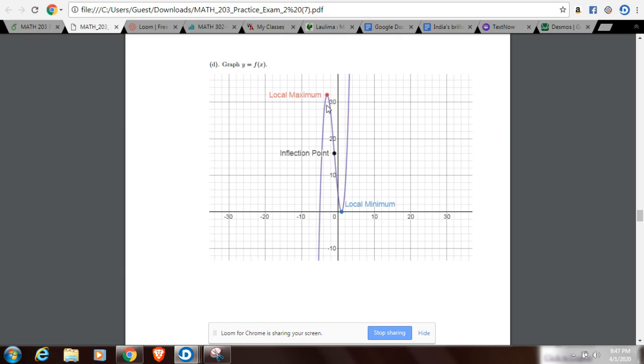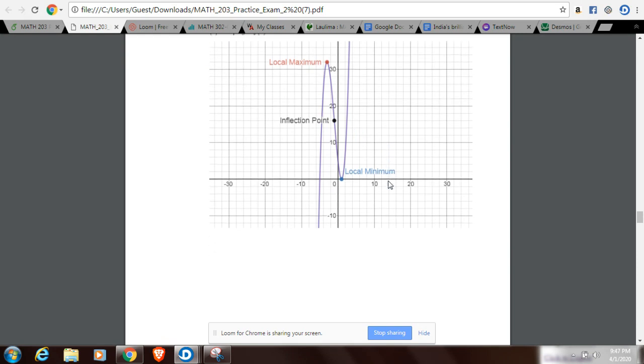The fact that this is -3, 32 isn't that important. What is important, though, is that the x-coordinate is equal to -3. That's what should be on the graph.